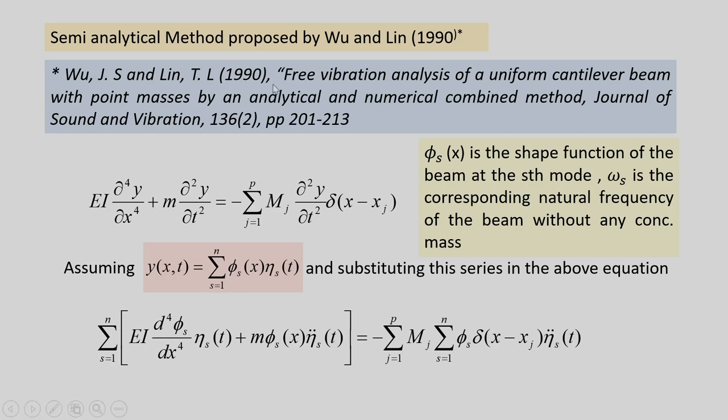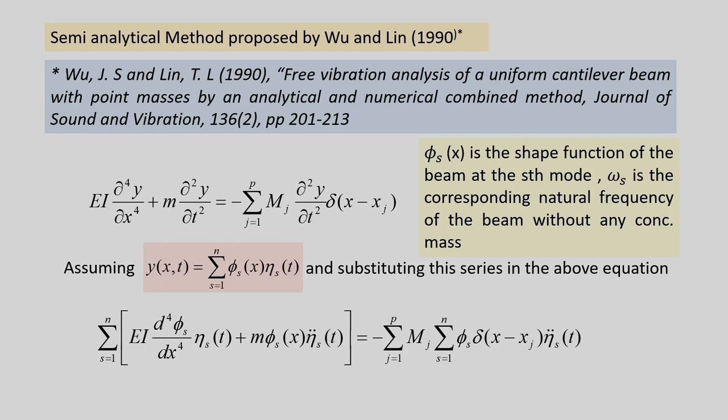The results given in this paper are for a uniform cantilever beam, but this method is general, so it is not restricted only to the uniform cantilever beam. For any type of beam where the support conditions are properly defined, you can use this method. Now, what are the salient features of this method? The salient feature is that we use the exact mode shape of the beam that is found where there is no concentrated mass.